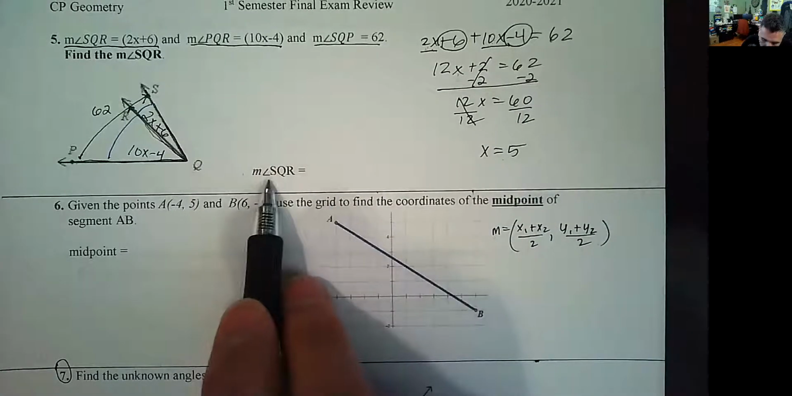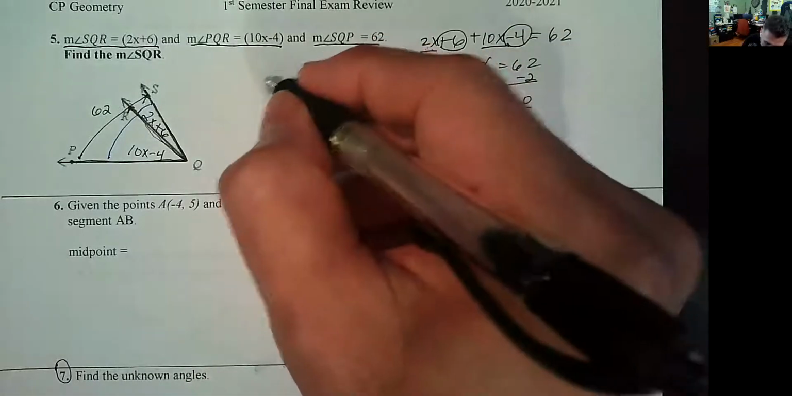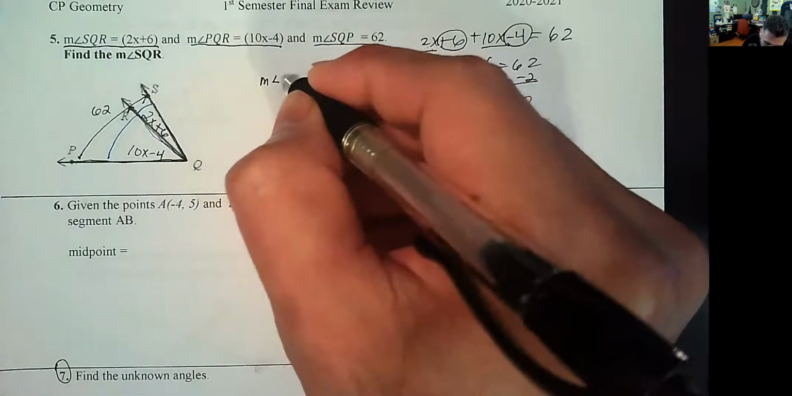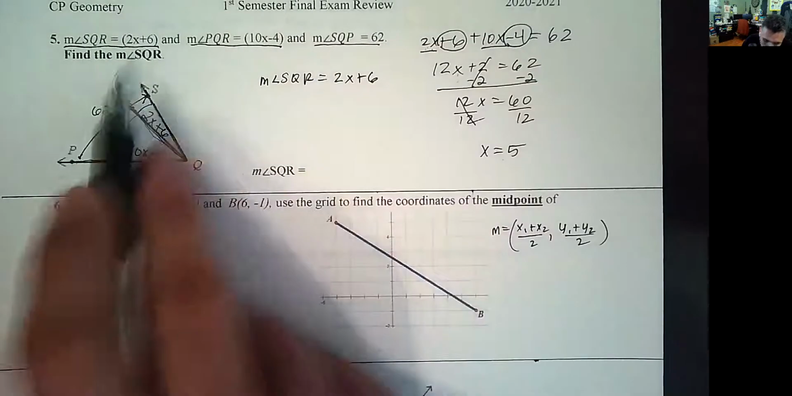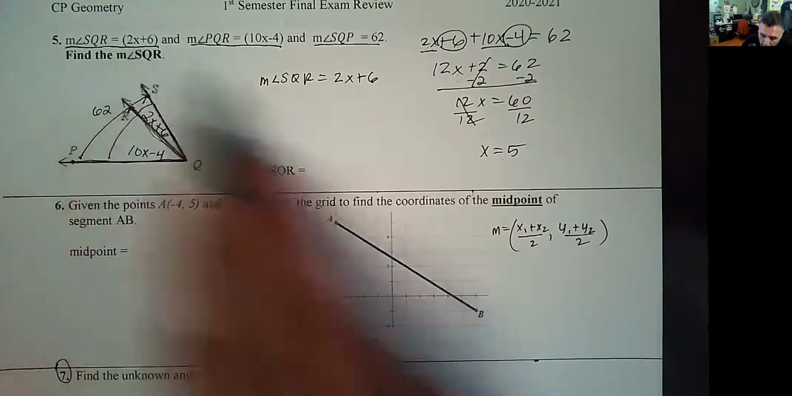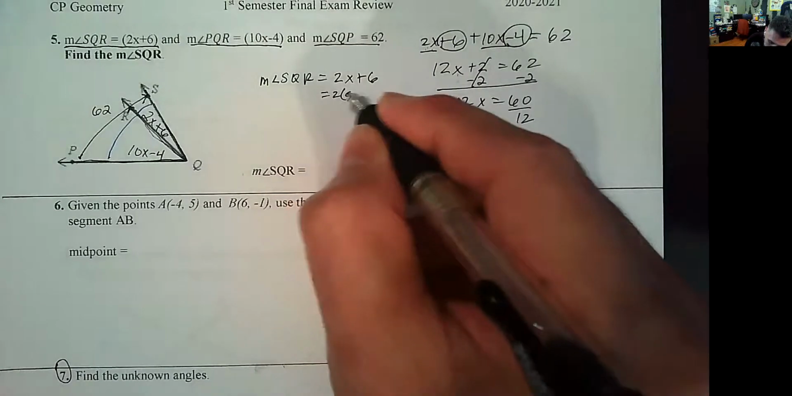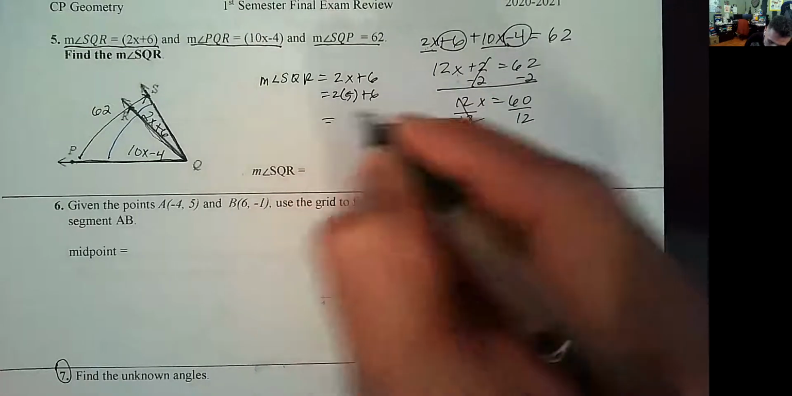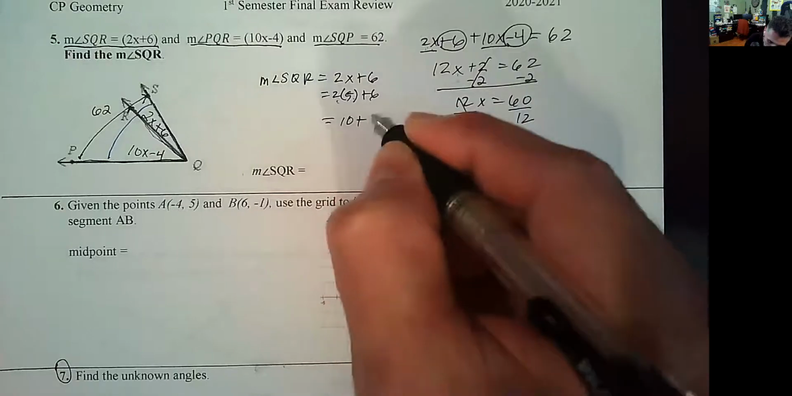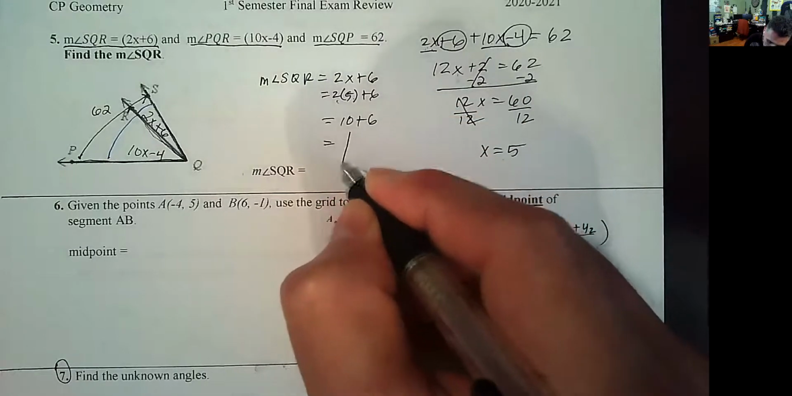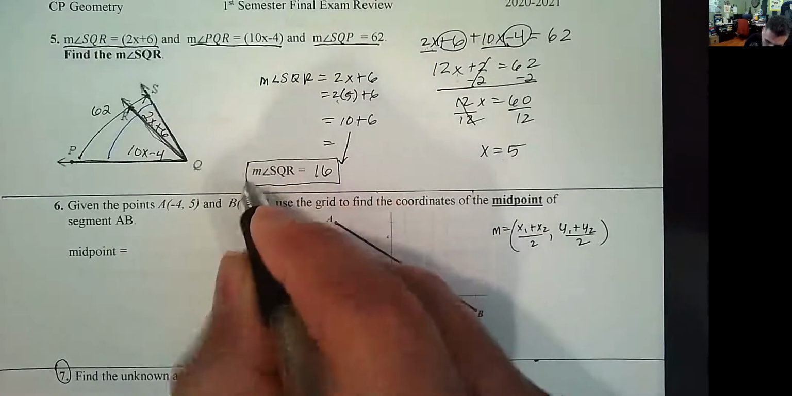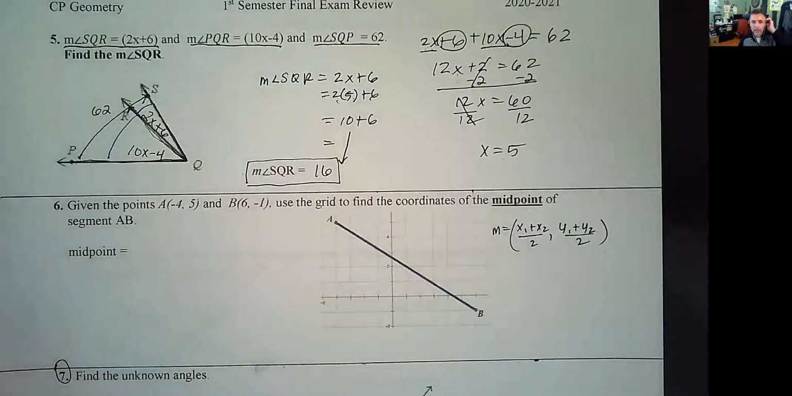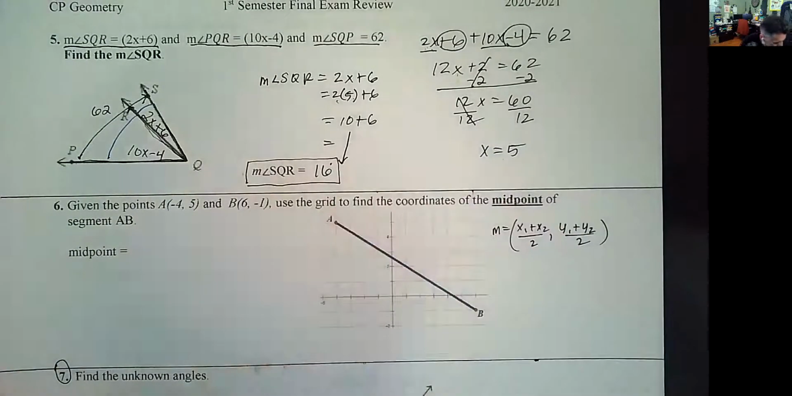Remember, we're looking for the measure of angle SQR. And in the instructions, they tell me the measure of angle SQR is equal to 2x plus 6. That's what it says up there. I just figured out x is 5, so instead of x, I'm going to put 5. Start to simplify this: 2 times 5 is 10, and then 10 plus 6 is 16. So I know that little angle in there is 16 degrees.